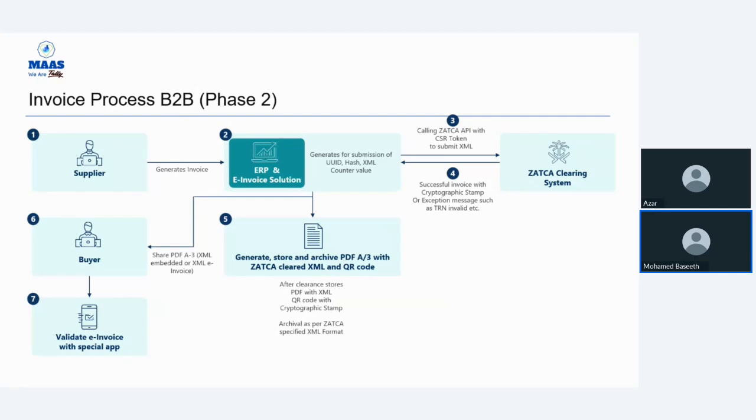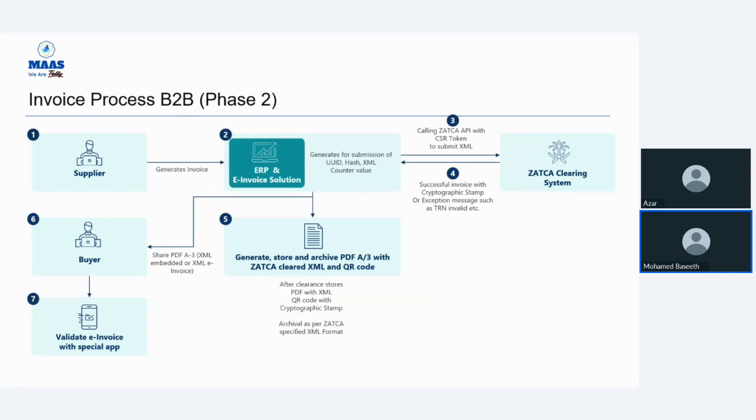And these invoices can then be shared with our customers. Further, they are able to validate that e-invoice with an application, such as the one available from Zatka itself. So this is how the B2B invoicing process works. To put it in a simple way, before submitting to our client, we need to share the invoices with Zatka.